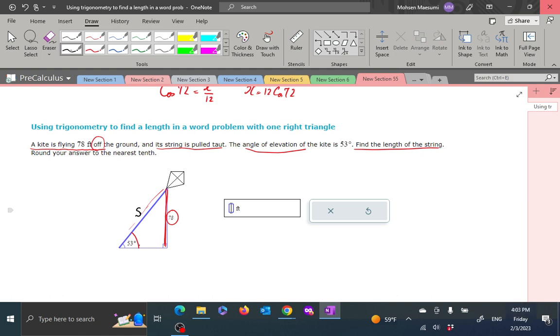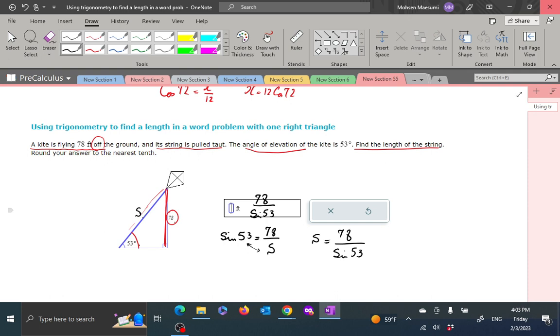I have my angle, I have its opposite, and I'm looking at the hypotenuse. What connects these three? So if you said sine, you are the grand prize winner. Sine of this angle is the opposite divided by hypotenuse. Hypotenuse is the length of the string. So again, we can multiply and divide, or quickly, S is 78 over sine of 53.